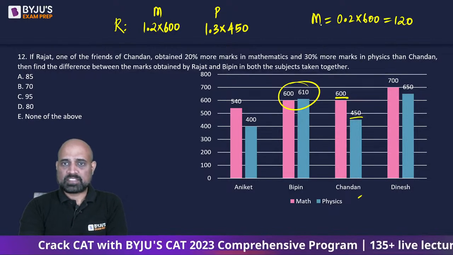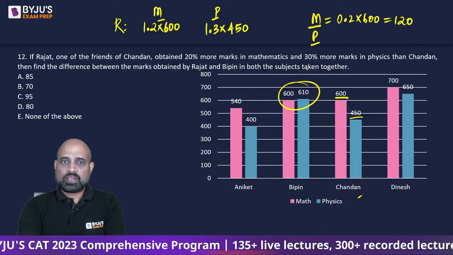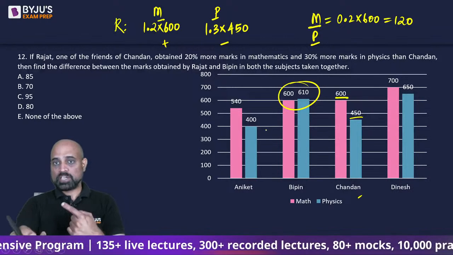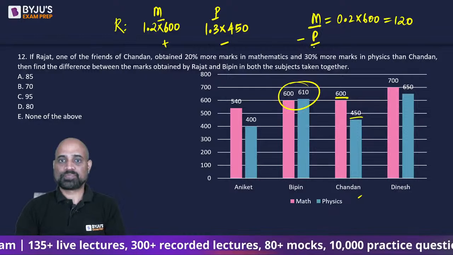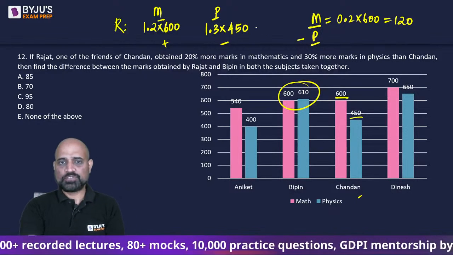ठीक है, this is maths. And if we talk about physics now, Rajat has got more in maths but less in physics. So मेरे को इधर minus लगाना पड़ेगा, right? So 1.3 times of 450 or 13 into 45, right?